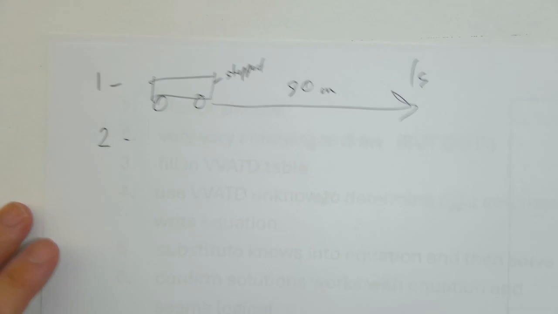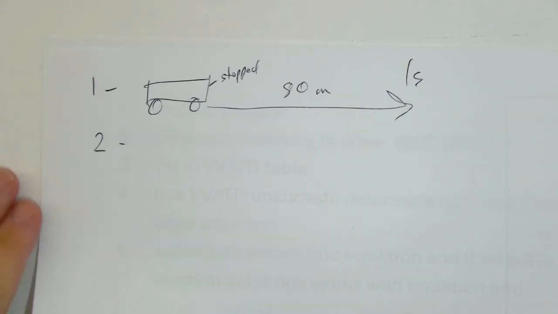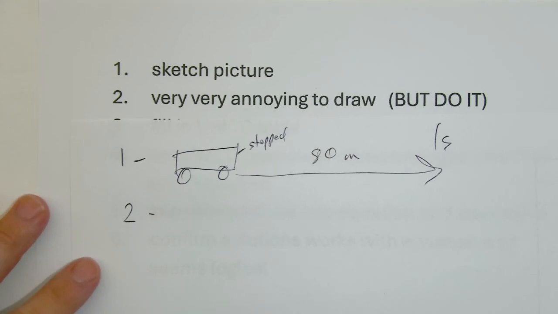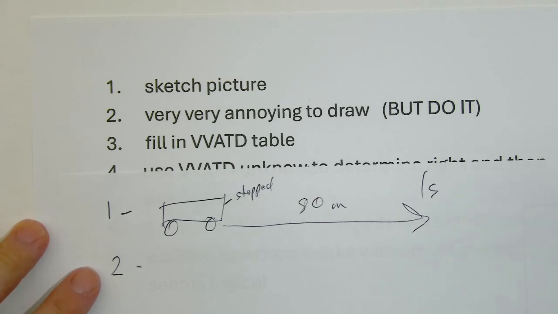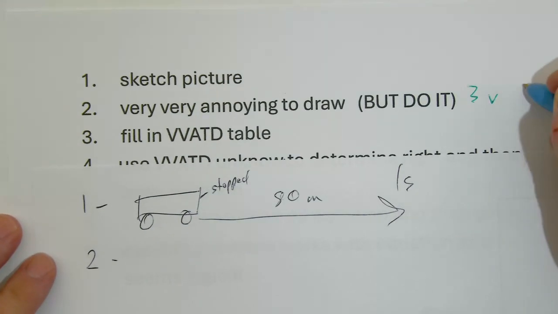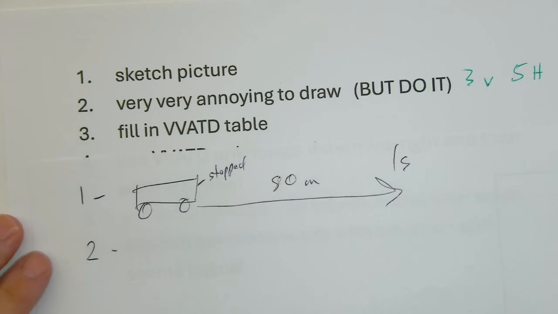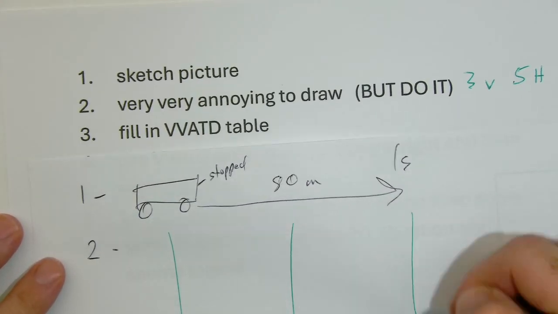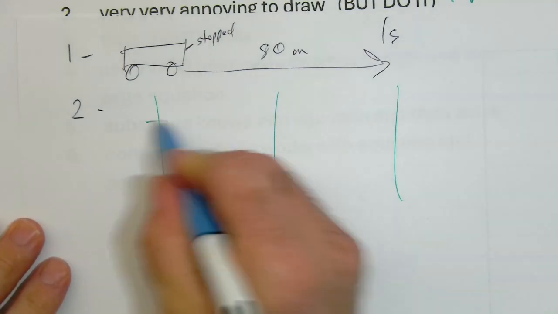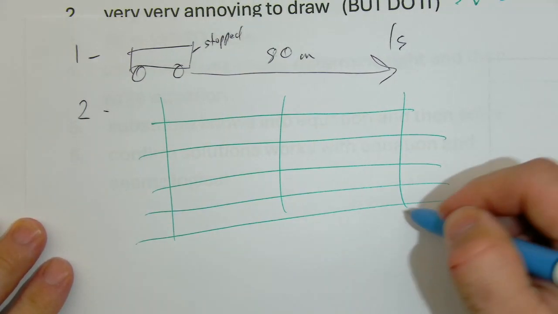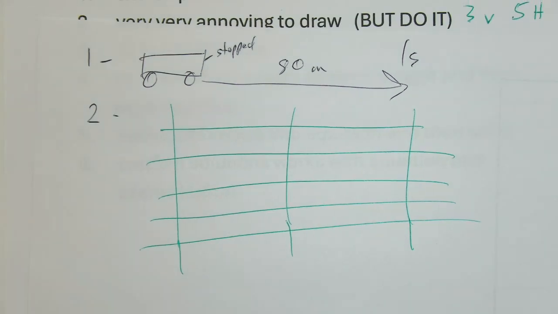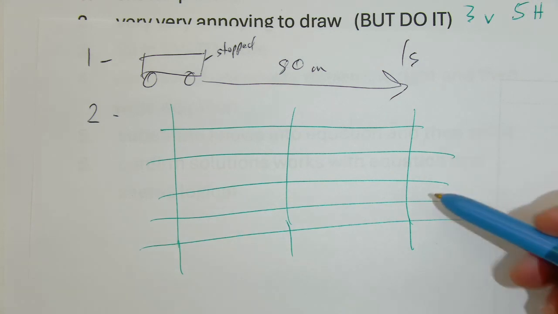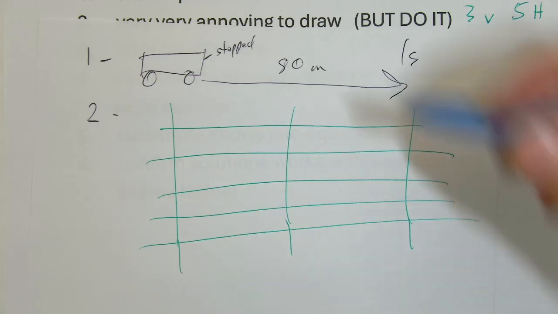Step 2 is the most important thing, in my humble opinion, and that's this thing called very, very annoying to draw, but do it. To do that, you need to draw 3 vertical lines and 5 horizontal lines. So what that looks like is 1, 2, 3. Let me do this. We can see we need to fix this a little bit. This doesn't have to be anything fancy. I do have a beautiful one printed out that I'll show you in a second. But if you were doing this, this could just be a really crude, quick sketch.